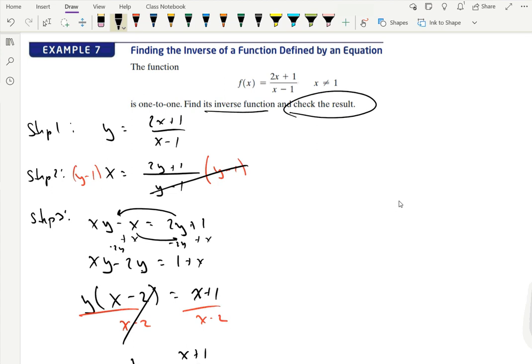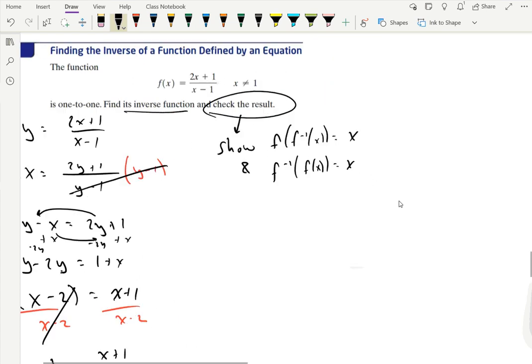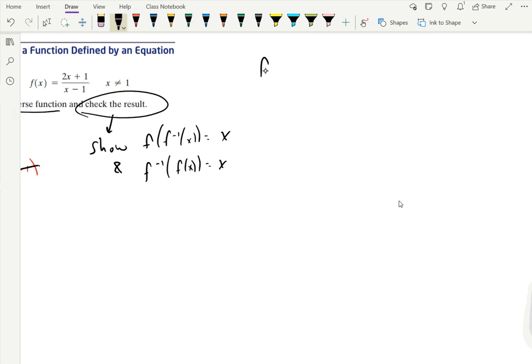Now we need to do the check. So let's go ahead and check the results. The check here, we need to show that f of f inverse of x is x, and we need to show that f inverse of f of x is also x. That's going to take us just a smidgen of time here. So f inverse of x, we're saying, is x plus 1 over x minus 2. And over here we still have our f of x.